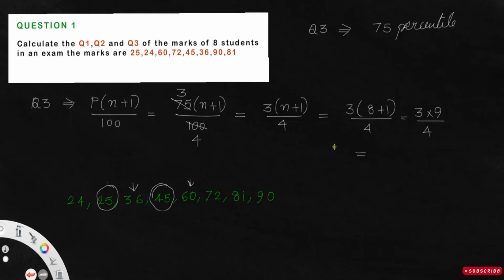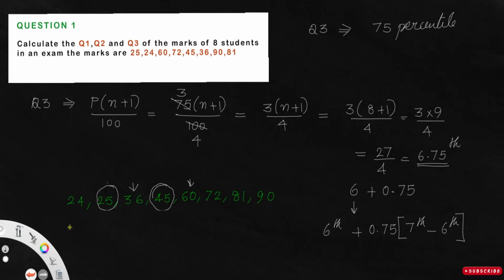That will be 27 by 4, and its value is 6.75. Okay, so the 6.75th item. So I can write 6.75 as 6 plus 0.75. That means the 6th item plus 0.75 times the difference of the next item to the 6th, that is 7th minus 6th.